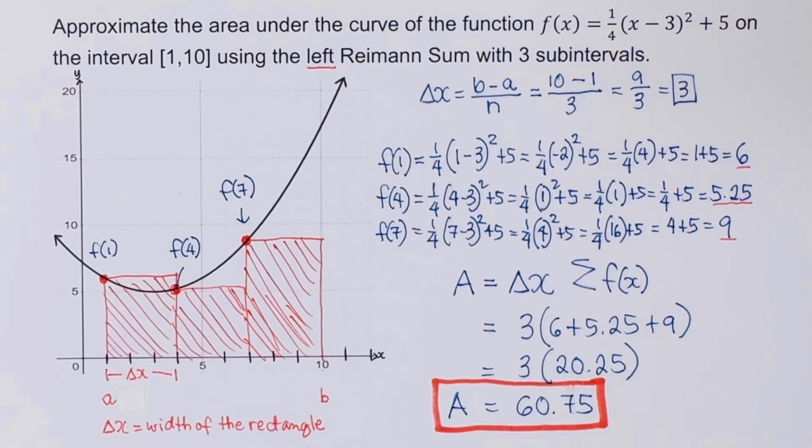And this also would represent the approximate area under the curve from the interval 1 all the way to 10. So that is how we use the left Riemann sum to approximate the area under the curve of a given function over an interval.